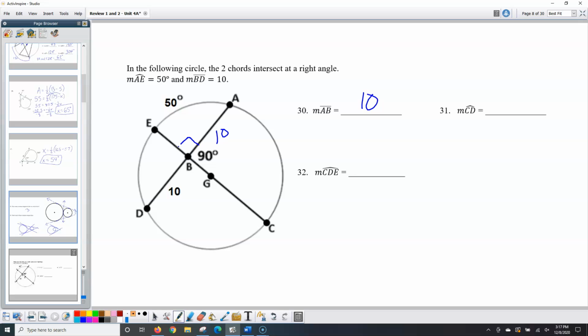Arc CD, CD's down here. A couple different ways to go about doing that. I would say, well, if that's 50 up here, then this is 50 right here. And then I could cut the circle in half and say 180 minus the 50 would be 130. Arc CDE, that's just half the circle. It's 180, right?